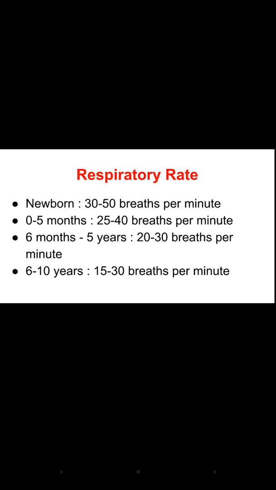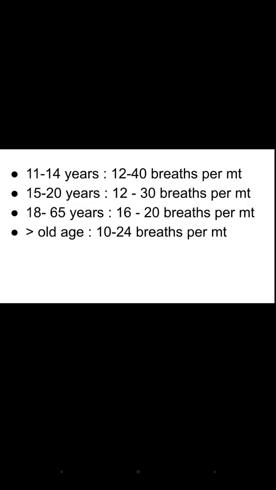Then the respiratory rate. In the newborn, the respiratory rate will be increased. Then in the adult, it will be normal. So in the newborn, it is 30 to 50 breaths per minute. For 0 to 5 months, 25 to 40. For 6 months to 5 years, it is 20 to 30 breaths per minute. From 6 to 10 years, it is 15 to 30 breaths per minute.